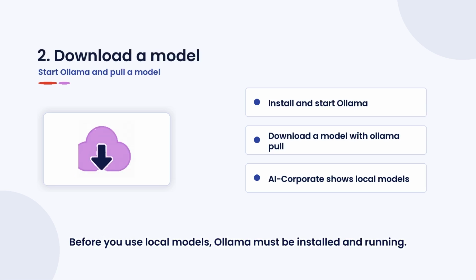Before you use local models, Ollama must be installed and running. Then you download a model, for example with the command Ollama pull. AI Corporate Desktop can then show the available Ollama models in the model picker.